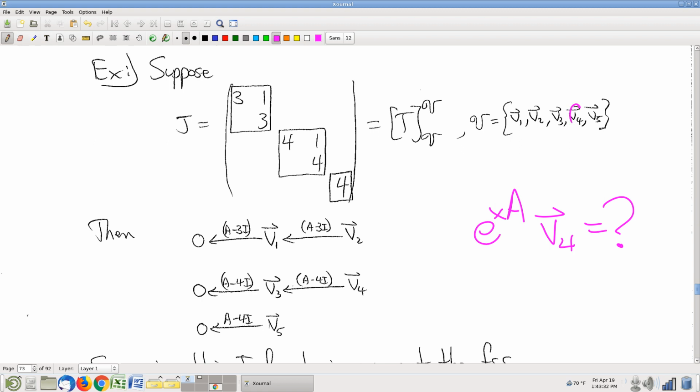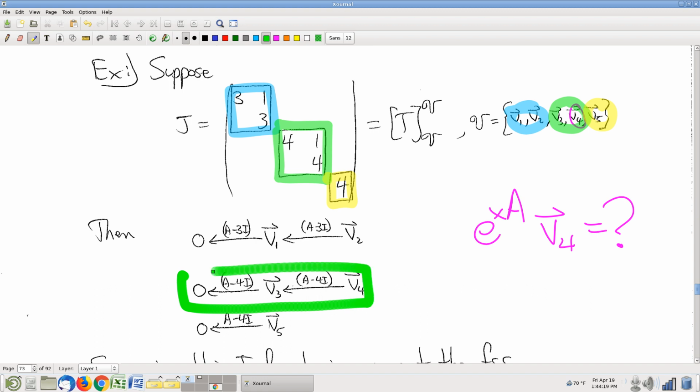Here's v4. Which block does that correspond to? Well, let's sort of mark it up here. This first block corresponds to the first two columns, which correspond to the first two basis vectors. This second block corresponds to what you might call columns 3 and 4. That corresponds then to the third and fourth basis vectors. This last block corresponds to column 5, and therefore this fifth vector. So if you want to know what the matrix exponential does to v4, we are thinking about that green second, if you will, basic Jordan block. That's the block to which we apply the formula.